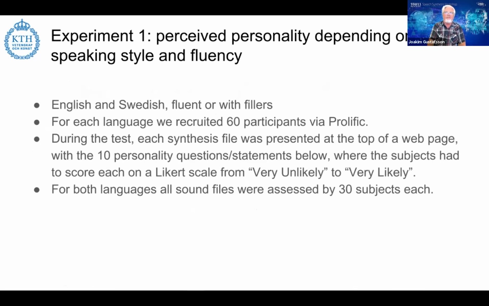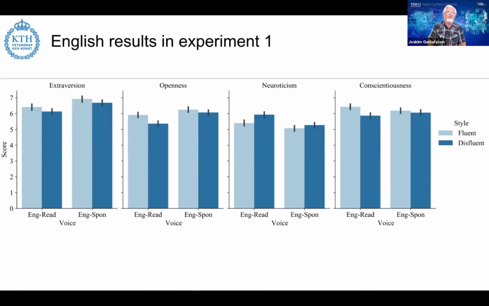So in the first experiment, we took both Swedish and English, both fluent and non-fluent, and read and spontaneous. And for each language, we recruited 60 participants from Prolific, and then we have the question statements, and then they had to say how likely or very unlikely it would be that it would match that speech file. And we used 30 subjects per.